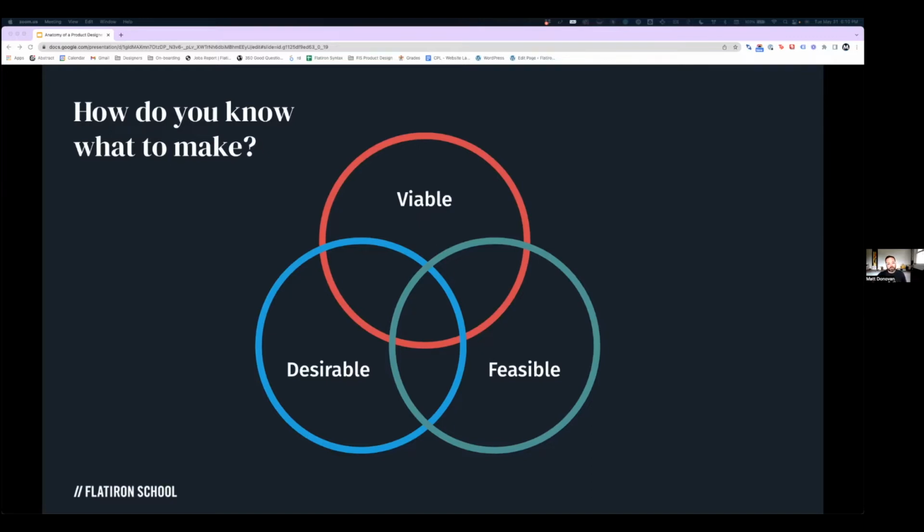If we move over to feasibility, if we're talking about the digital world of product design, which I'm going to focus on for this conversation, then we're talking about things like software engineering, right?